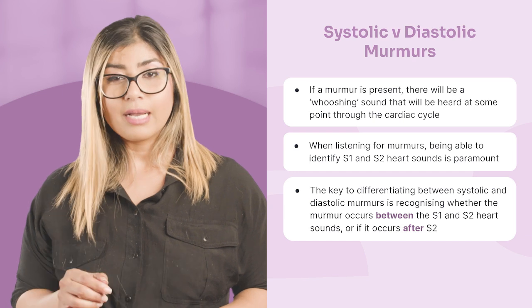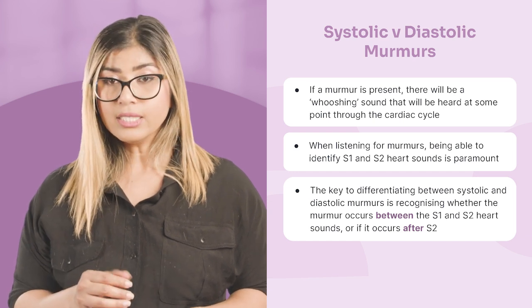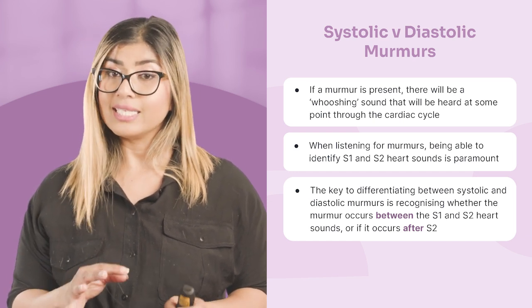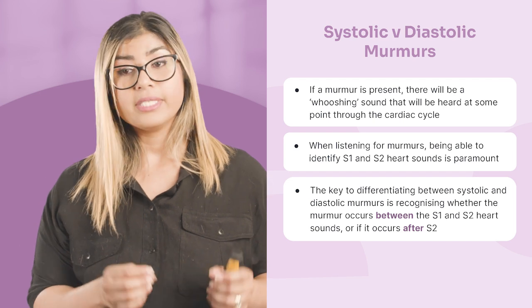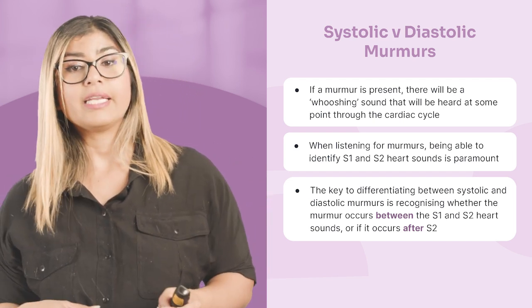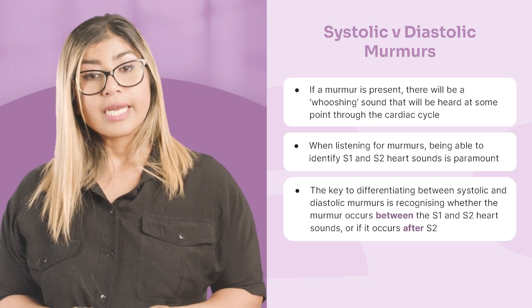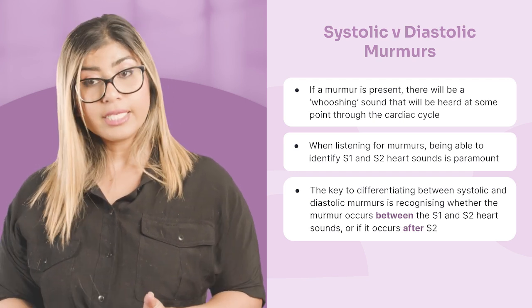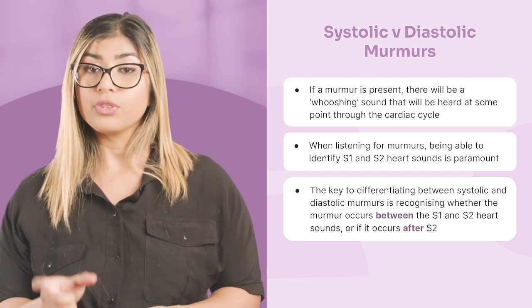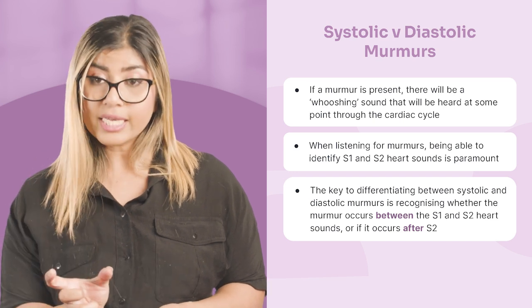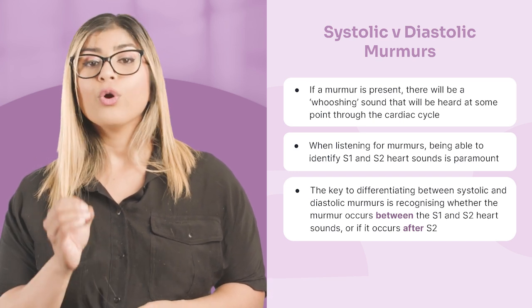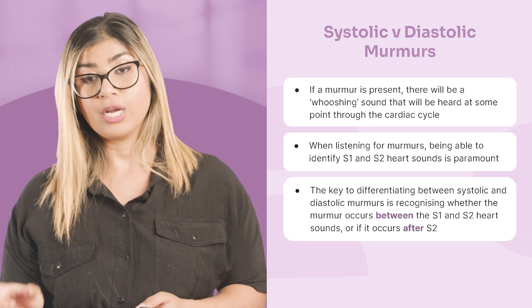This is the lub-dub that we hear when auscultating heart sounds, with the lub being S1, indicating systole has begun, and the dub being S2, indicating that diastole has begun. The key to differentiating between systolic and diastolic murmurs is recognizing whether the murmur occurs between S1 and S2, or if it occurs after the S2 heart sound.